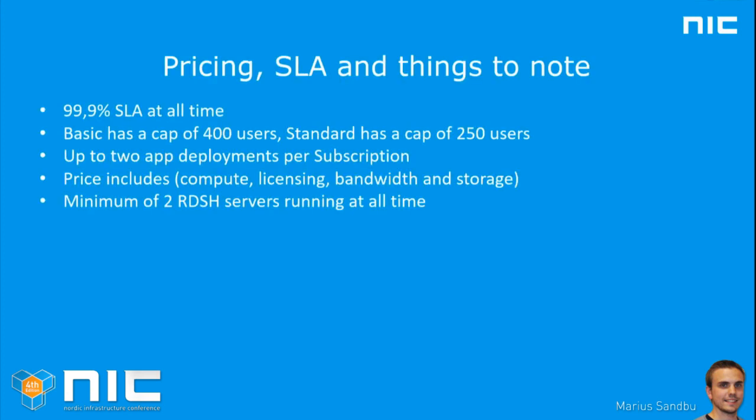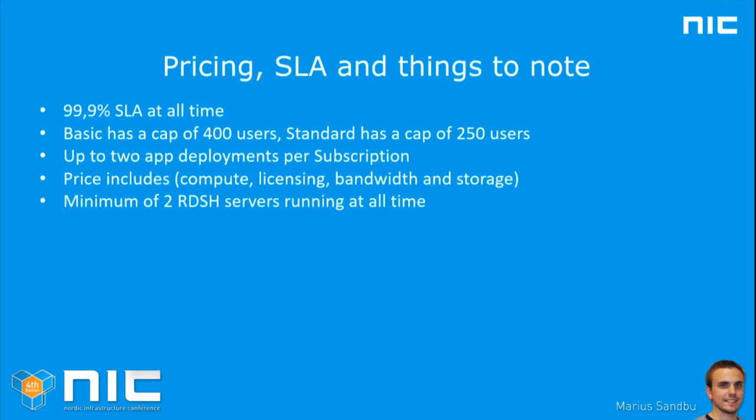So, coming to the end, RemoteApp has a 99.9 SLA, meaning that downtime is about 37 hours or so. If Microsoft breaks that SLA, you will be refunded with credits, gift cards of sorts. Basic has a cap of 400 users, and Standard has a cap of 250 users. And you can have up to 2 app deployments per subscription, meaning on my MasterCard now, I have 2 app deployments.